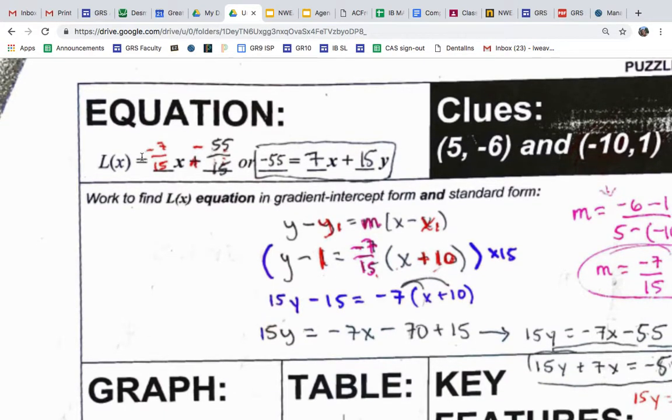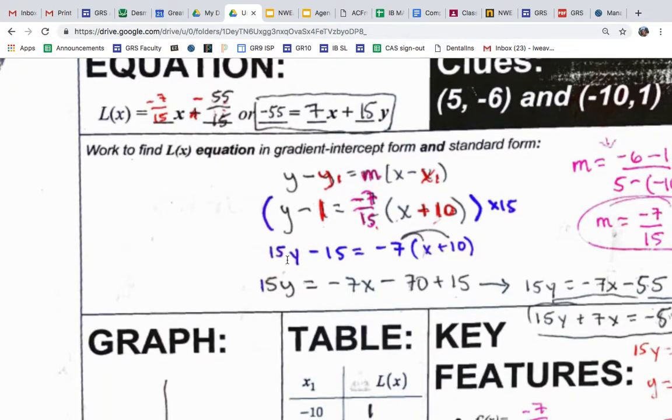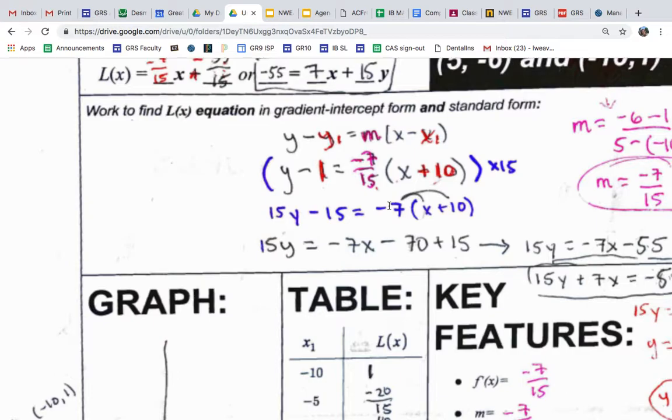And now I have to manipulate it, so I have y equals mx plus b. So the first thing I'm going to do, I just really don't like working with fractions, so I'm going to clear my fraction by multiplying 15 on both sides. So I have 15y minus 15 equals negative 7x plus 10. And then with the manipulation, distribute this negative 7. Oh, yep. And I have negative 70 and negative 7x.